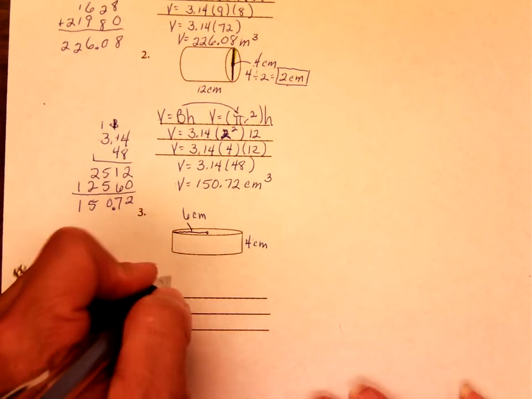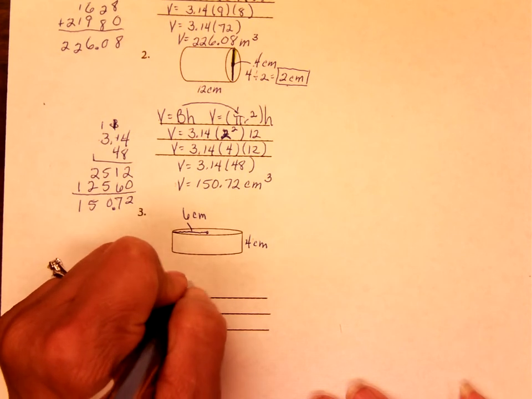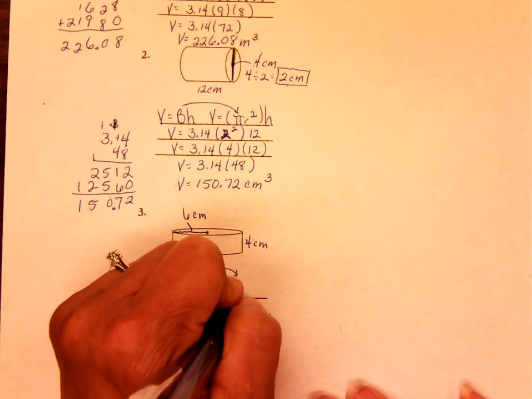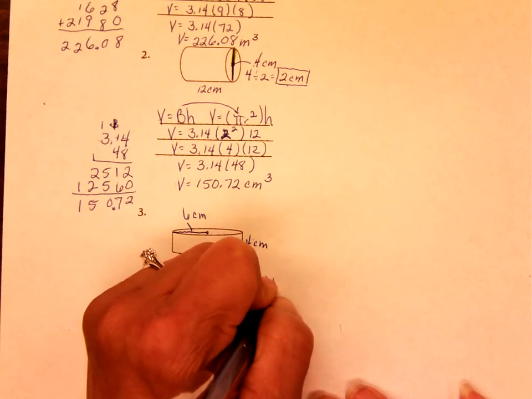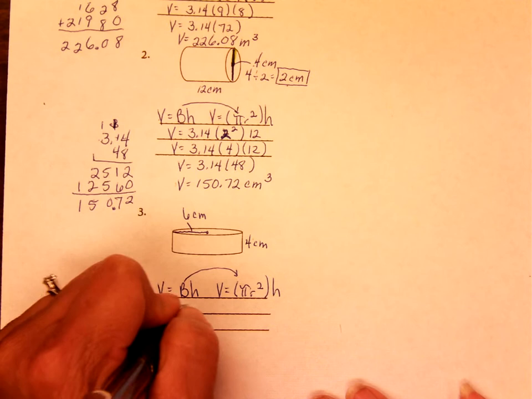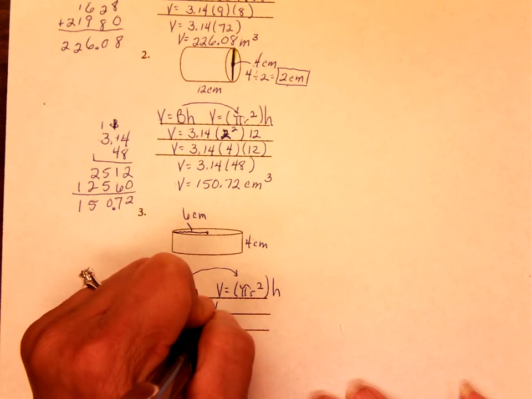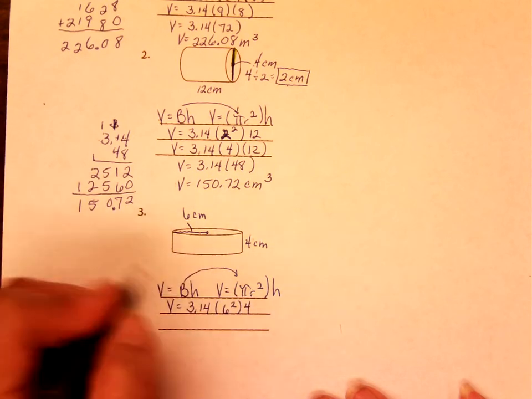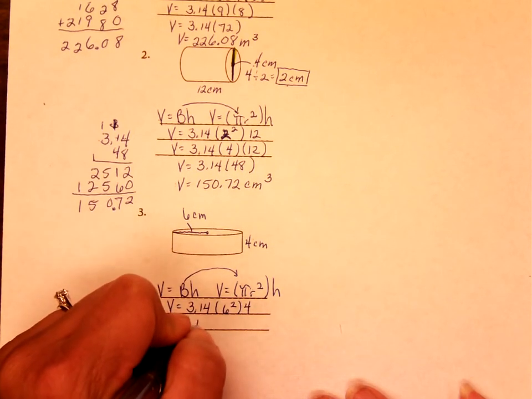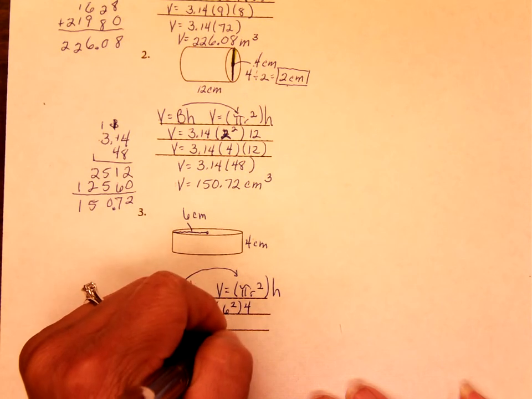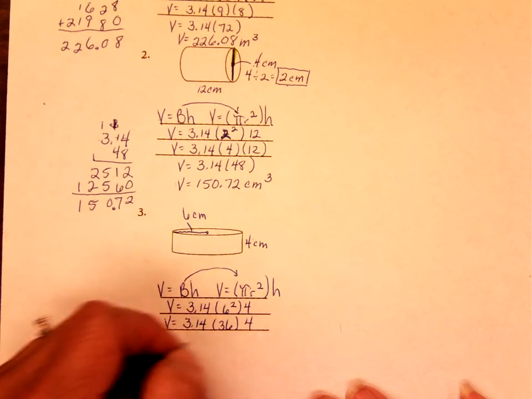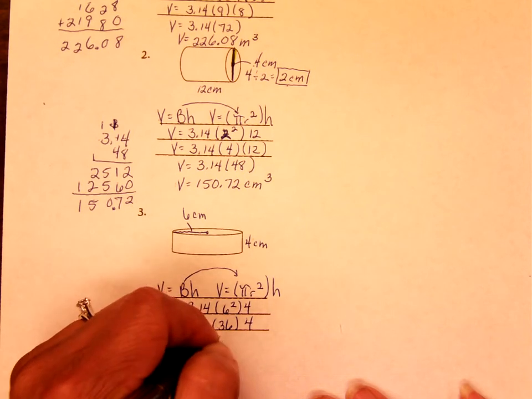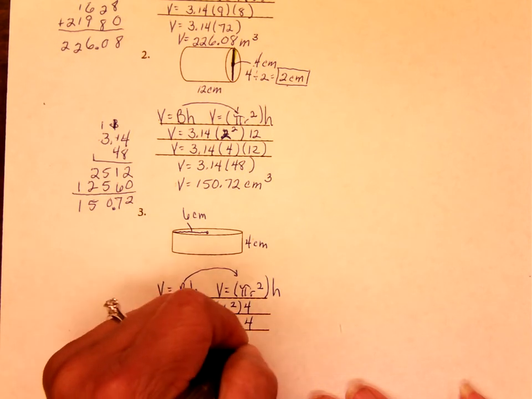All right, so you should have written V is equal to capital BH. Replace the capital B with V is equal to pi r squared times h. Then you have V is equal to 3.14 times 6 squared times 4. So V is equal to 3.14. 6 squared is 36 times 4. And 36 times 4 is 144.